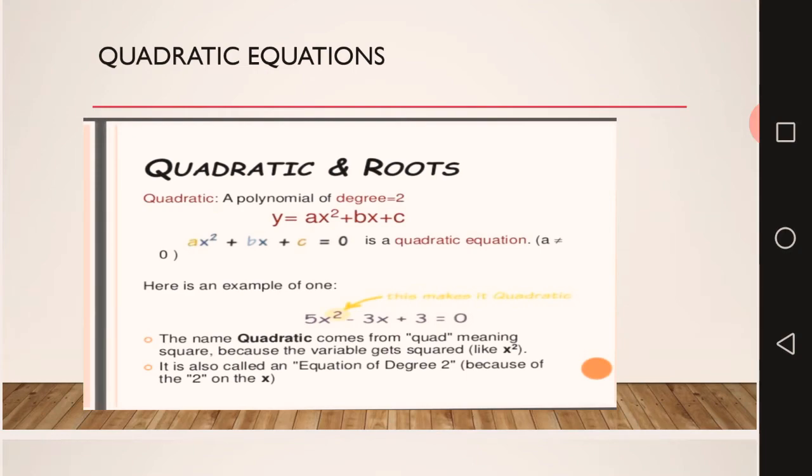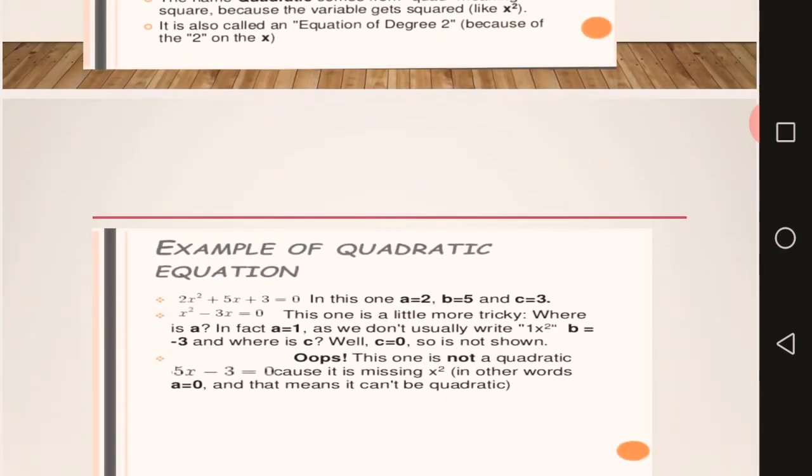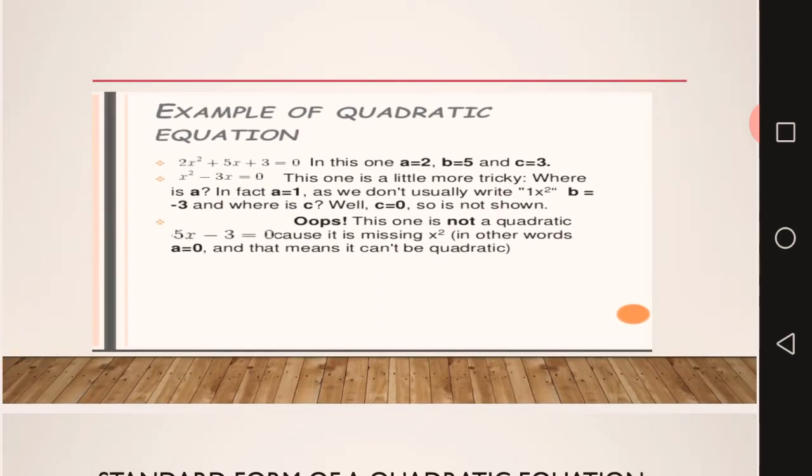The name quadratic comes from quad, meaning square, because the variable gets squared like x square. It is also called an equation of degree 2 because of the 2 on the x. Now let's see an example of a quadratic equation: 2x square plus 5x plus 3 is equal to 0.